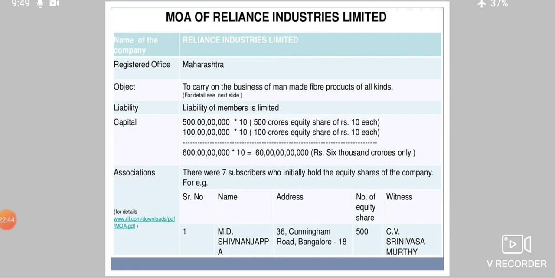Now see, capital: the amount is given, how much capital a company can raise, and then association, subscribers. There are 7 subscribers who initially hold the equity shares of the company. Here their details are given: their name, address, number of shares held, and who has been the witness for the same. So this is an example of the memorandum of association of Reliance Industries Limited.